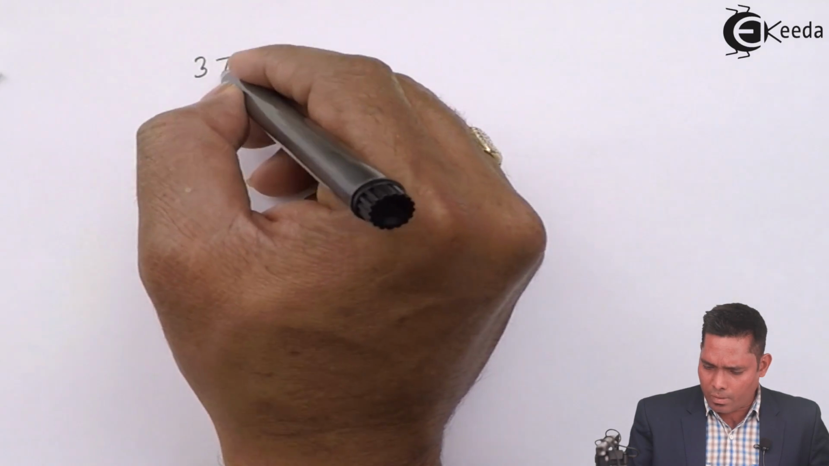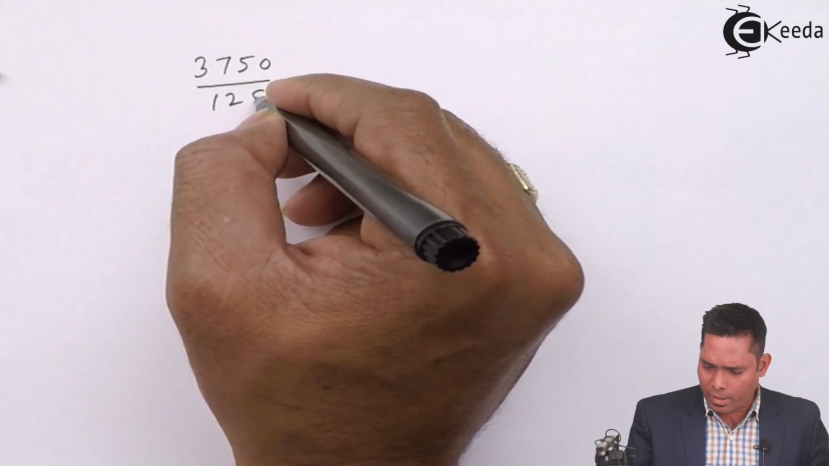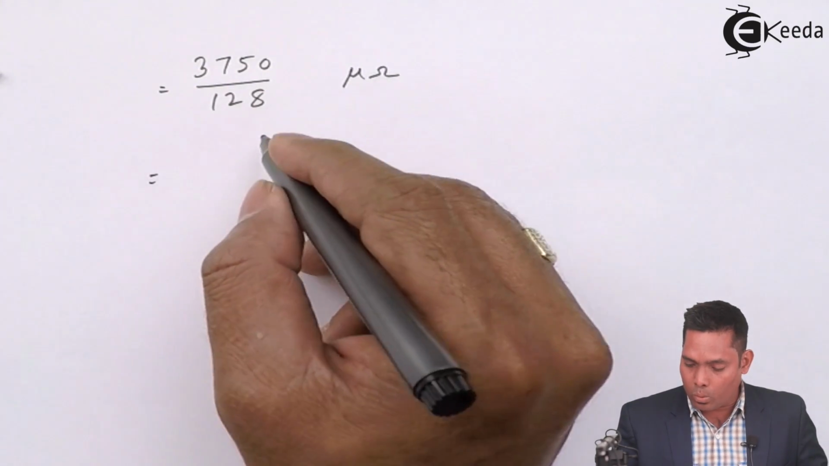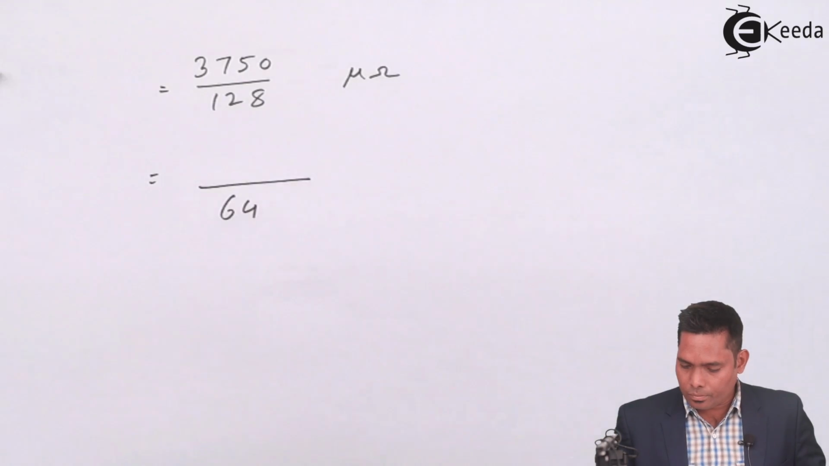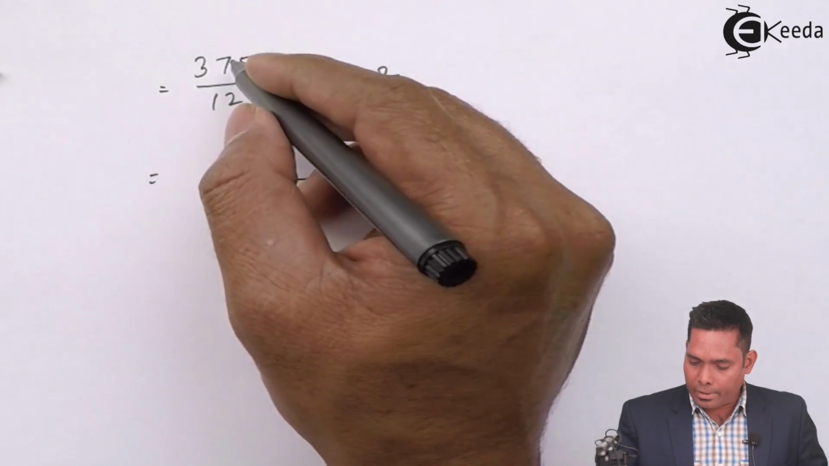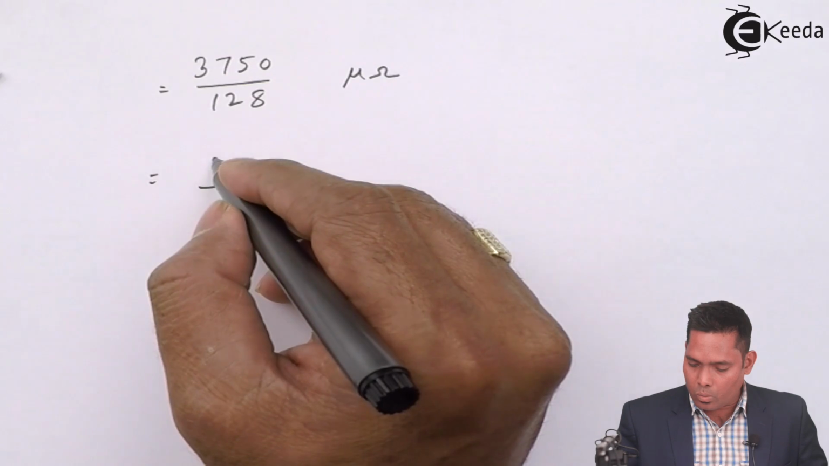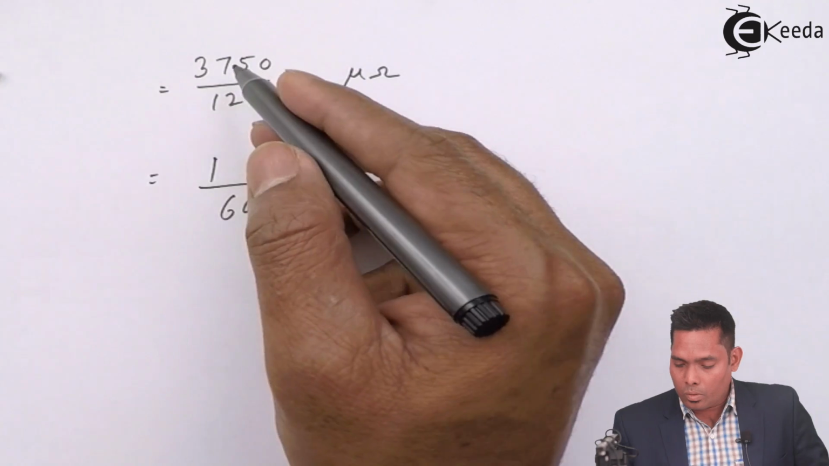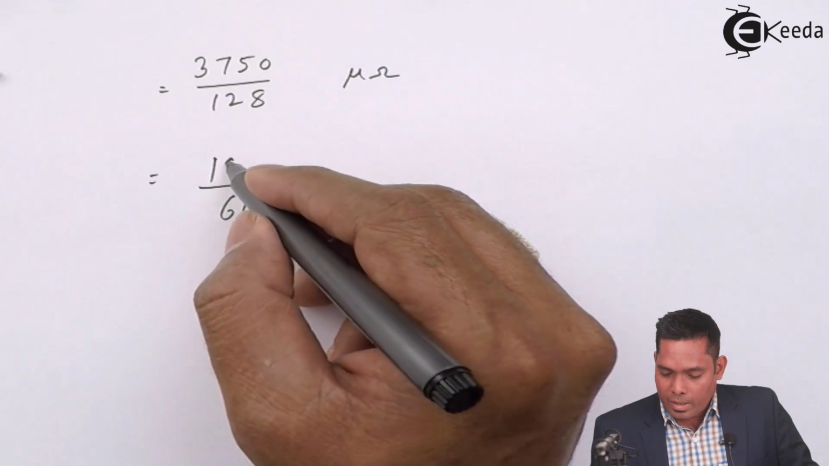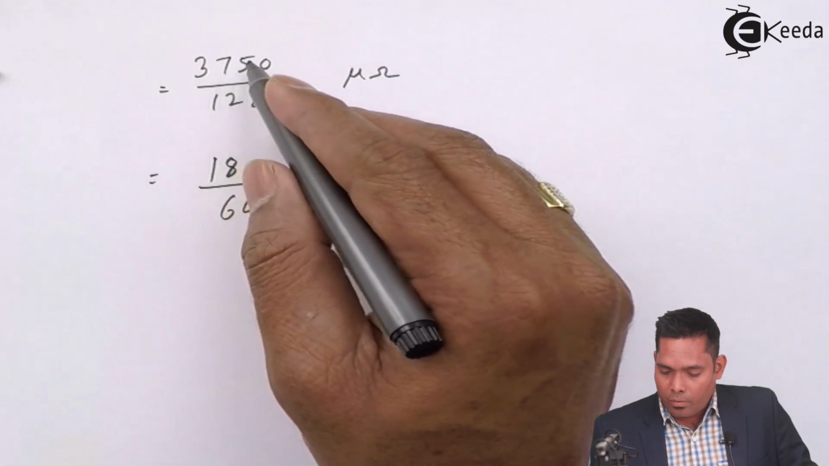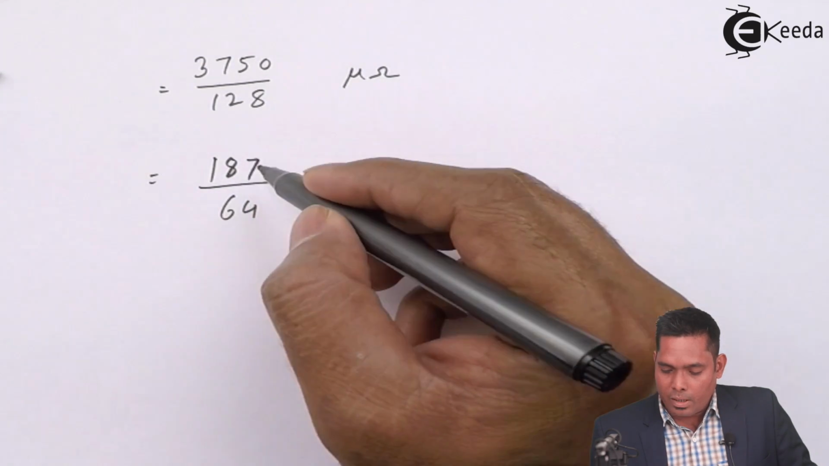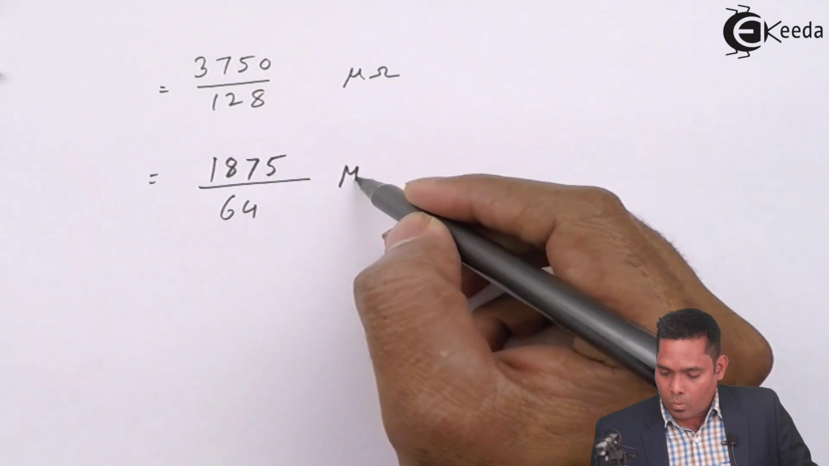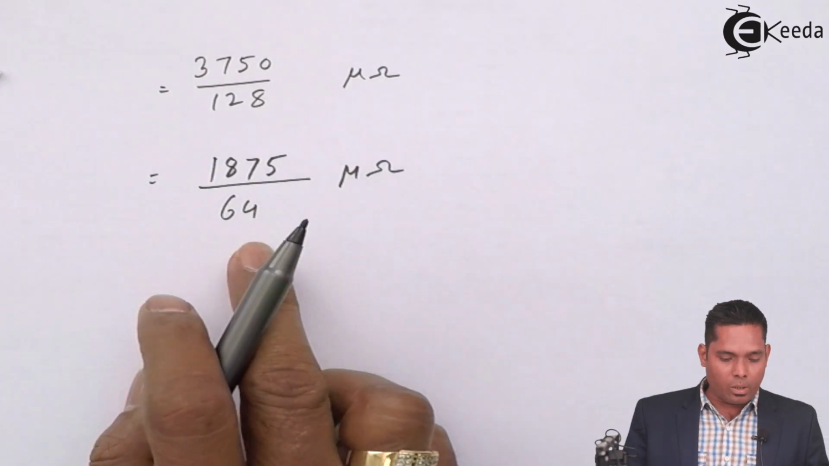This is 3750 divided by 128 micro ohms. This comes out to be, if I divide by 2, this is 64, and this divided by 2 is 1875, 17, 2 8s are 16, 1 5 15, then 2 7s are 14, 105 micro ohms. So this comes out to be this value.